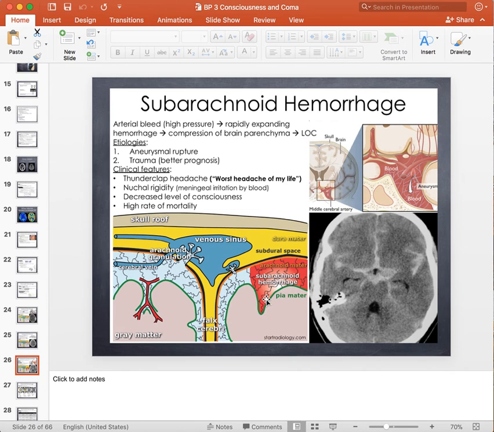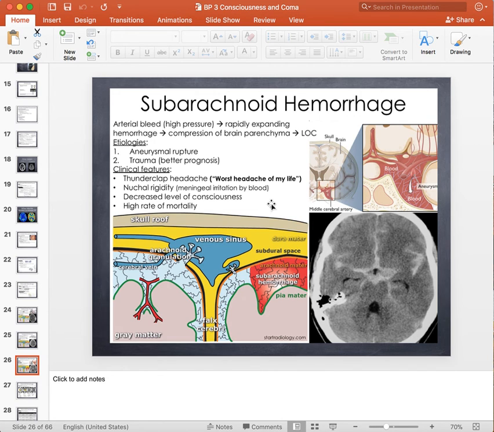The subarachnoid space is between the arachnoid and the pia. And the pia hugs the brain surface, the actual gyri and sulci themselves. Because of that, when the blood fills the space in between, it's filling in all of the sulcal spaces that are usually there. So on a CT scan, rather than seeing dark space where the ventricles usually are, you see hyperdense blood in those spaces.